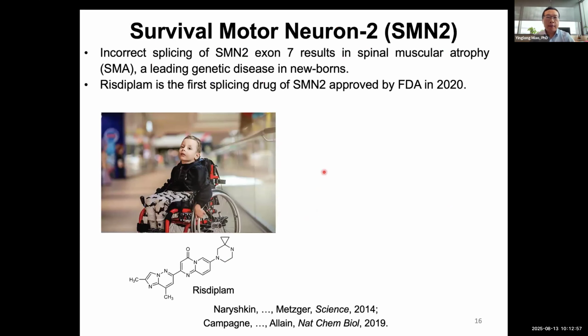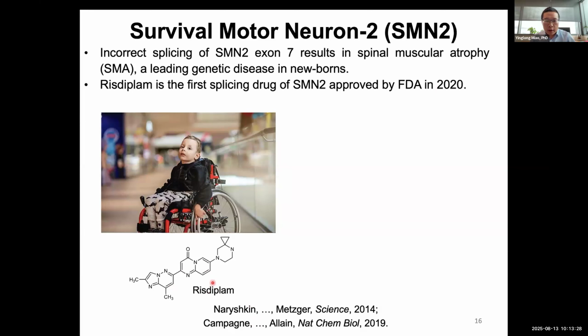Our first target is the survival motor neuron 2, or SMN2, pre-mRNA. As we all know, if there's any mistake in the splicing of exon 7 in SMN2, that could lead to spinal muscular atrophy, SMA. This is a very bad genetic disease in babies. Back in 2020, risdiplam was the first splicing drug approved by the FDA for treating SMA.